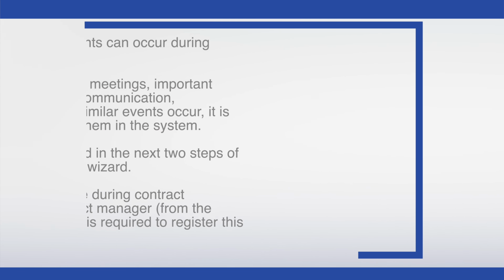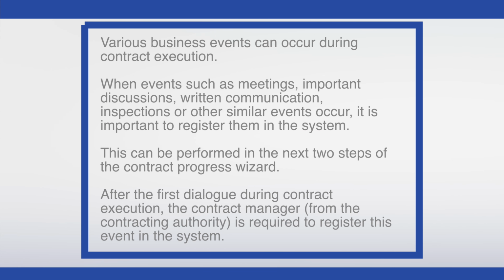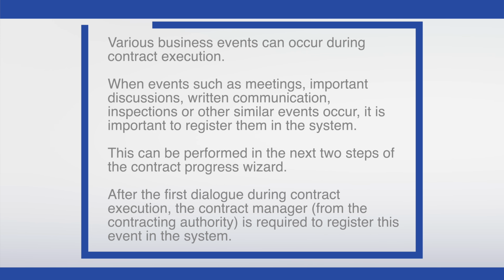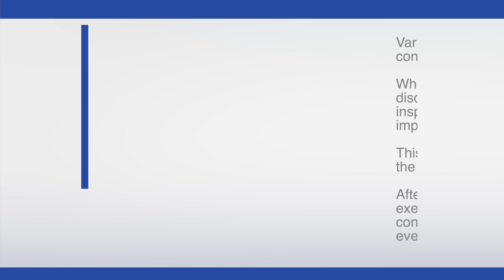Various business events can occur during contract execution. When events such as meetings, important discussions, written communication, inspections, or other similar events occur, it is important to register them in the system. This can be performed in the next two steps of the Contract Progress Wizard. After the first dialogue during contract execution, the contract manager from the contracting authority is required to register this event in the system.